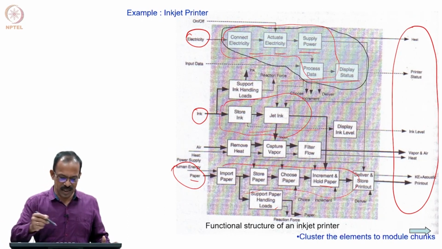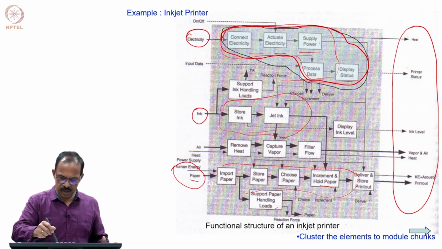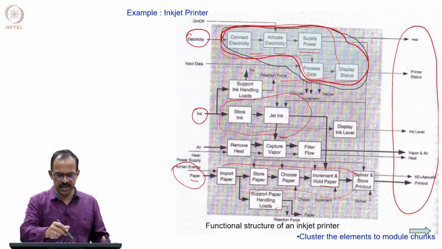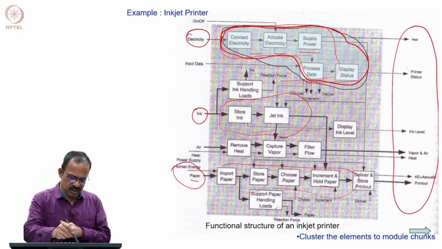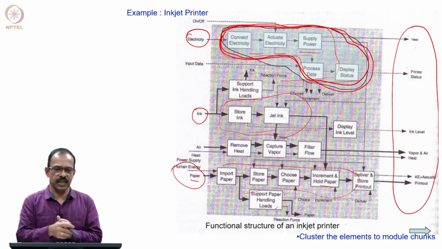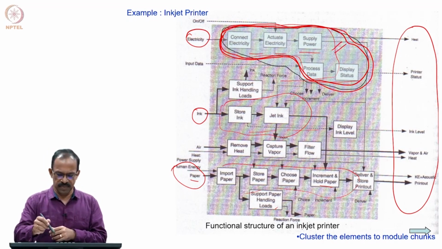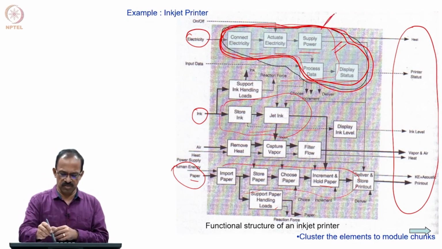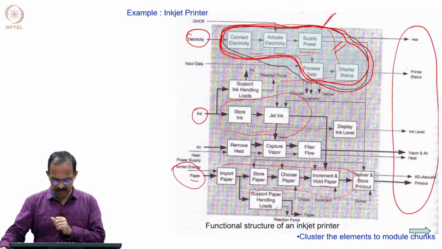What we will do, we will look at the electricity first. As I told you, in the electricity part you have connect electricity, actuate electricity, supply power, display status, and then process the data. So, this all becomes part of something called an electrical or electronics module. Since they are all common to electrical and electronics, which is very much distinct from the other functions of the product, probably we will be able to make this a module. So, that is the way we try to see. This can be considered as an electrical or electronics module. And then we will try to see whether something else can be identified.